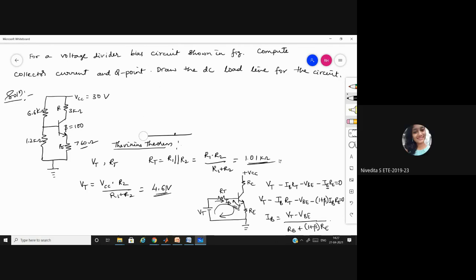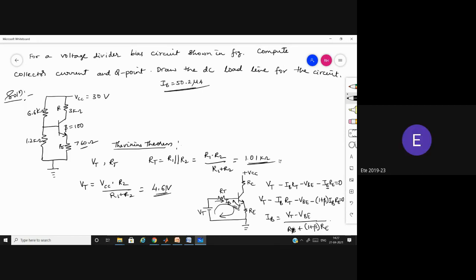So isn't the denominator RT plus 1 plus beta into RE? That's what I have written. Yeah, RT or RB, you can write RT. I have taken RT. Yeah, RT plus 1 plus beta into RE. So is it 50.2 microamps?